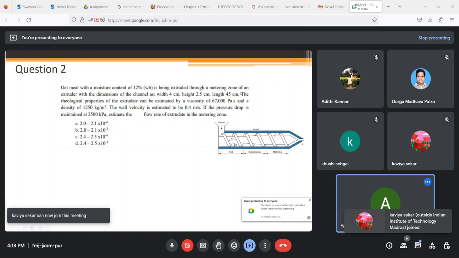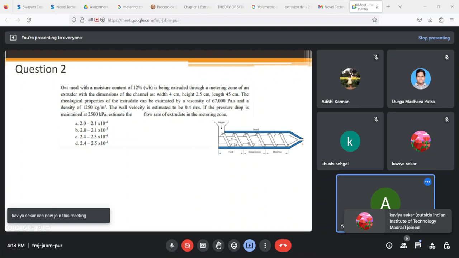So here the metering zone's dimensions are given. The channel width is 4 centimeter, height is 2.5, and the length is 45 centimeters. The extruder's dimensions are given, and then the rheological properties of the extrudate. Extrudate means the food product that is coming out of this die is known as the extrudate. So the rheological properties of the extrudate are given, and wall velocity is given.